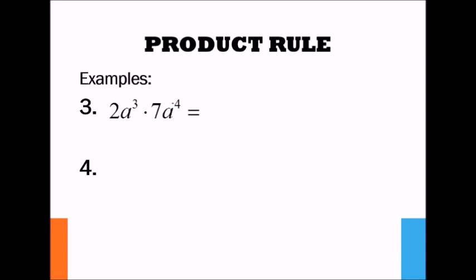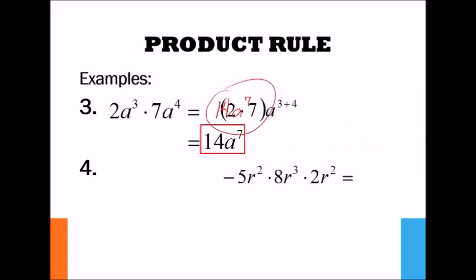2 times 7 is 14. Multiplication. Then copy the base: a cubed times a to the 4th, so their base is a. Then 3 plus 4. Product rule, you add the exponents. Therefore, it's 7. So, 14a to the 7th power. Then, for number 4, try to answer this again. Pause the video and answer the item.